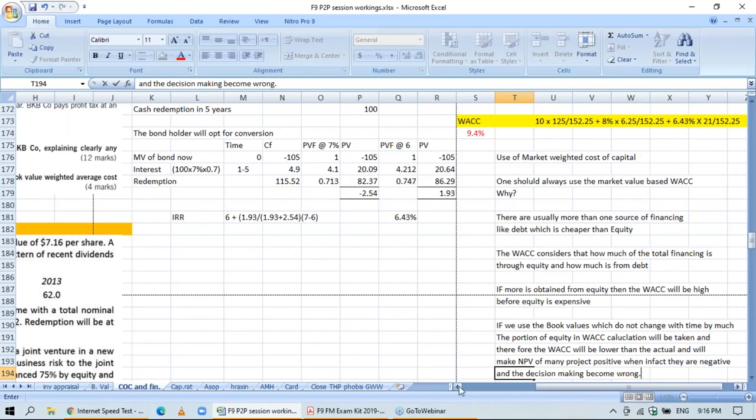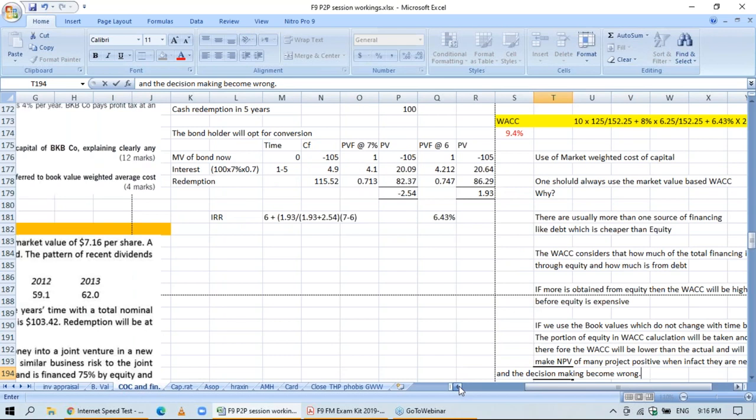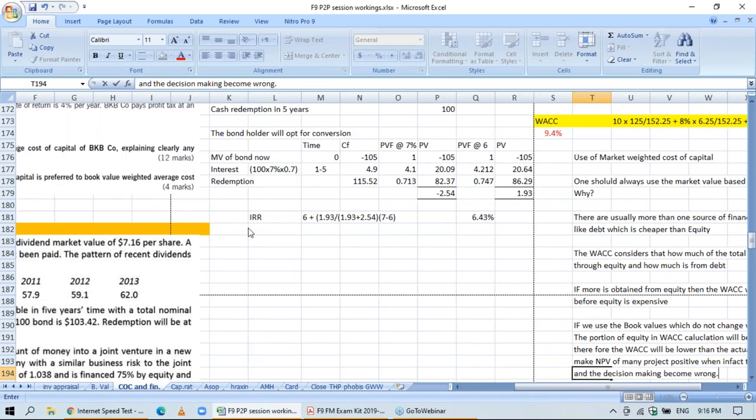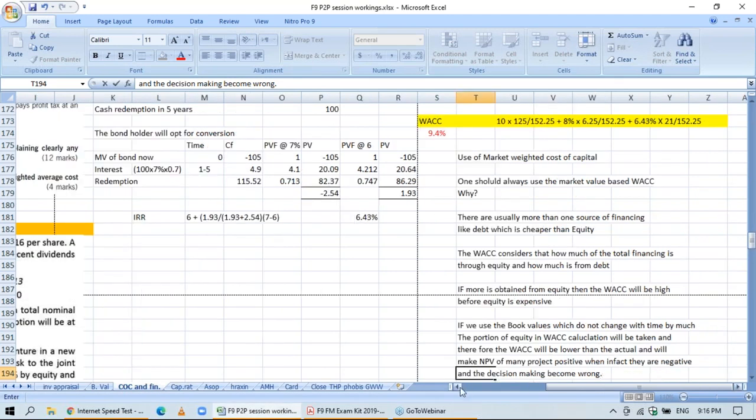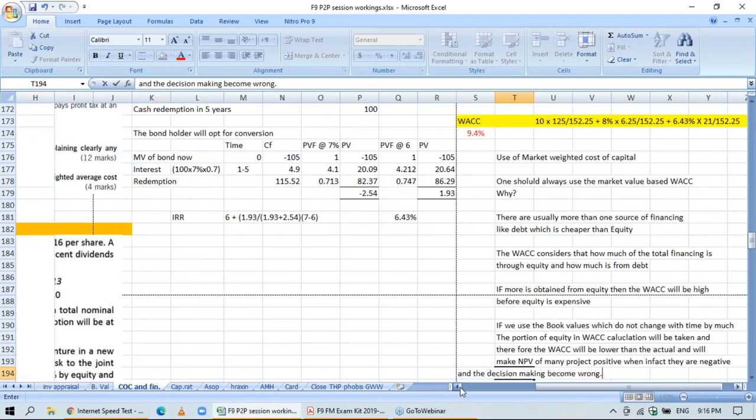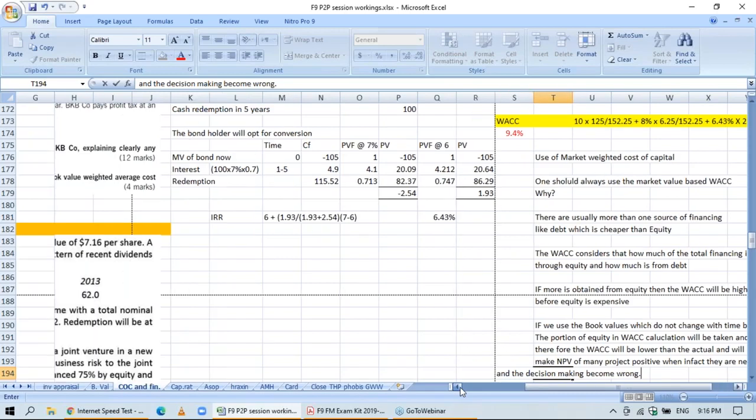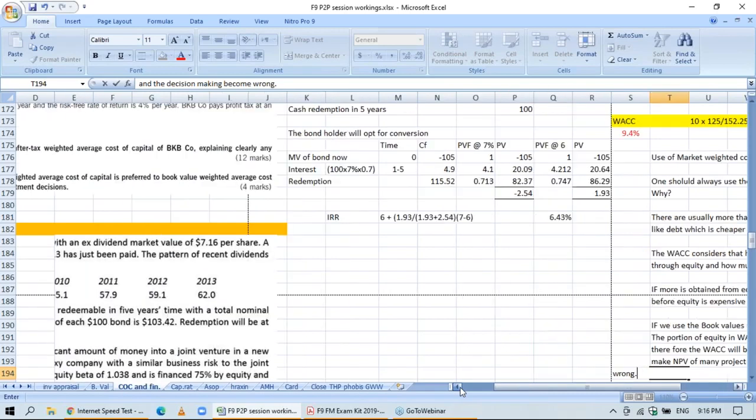Yes, there was an MS Word sheet as well for today's lecture. Okay, so students, that was the answer to requirement B. Now moving on to the next requirement. Students, the next question for our today's class.